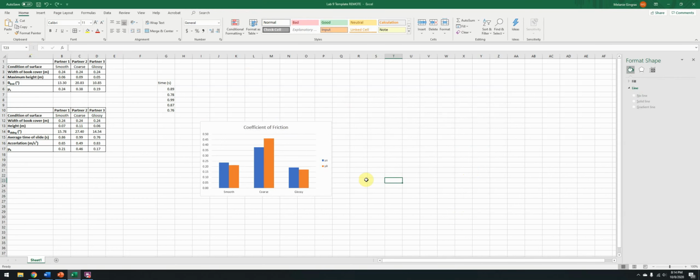So that's pretty much it for Lab 9. Let me know if you have any questions, but otherwise, best of luck on performing Lab 9 and doing all your calculations. I hope this helped.